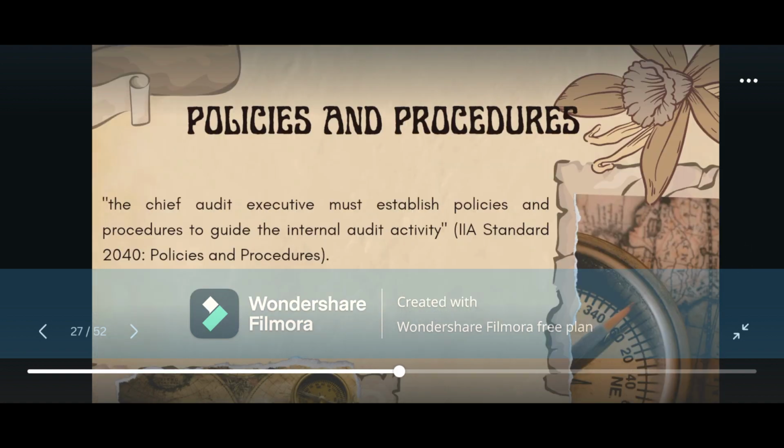For policies and procedures, the chief audit executive must establish policies and procedures to guide the internal audit activity. This standard indicates that the form and content of policies and procedures are dependent upon the size and structure of the internal audit activity and the complexity of its work. These policies and procedures help ensure that the internal audit function operates effectively, efficiently, and in accordance with professional standards.